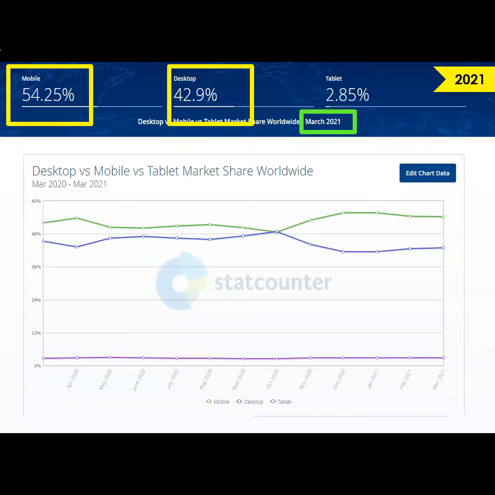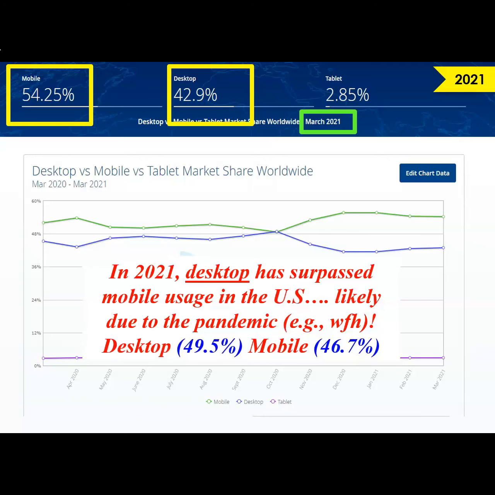In 2021, worldwide, usage for mobile has gone up slightly at 54.25%. Desktop usage is around 43%. However, in the US, desktop usage has now surpassed mobile usage again, likely due to the pandemic, for example, working from home. In the US, desktop usage is about 49.5%, and mobile usage is 46.7%.